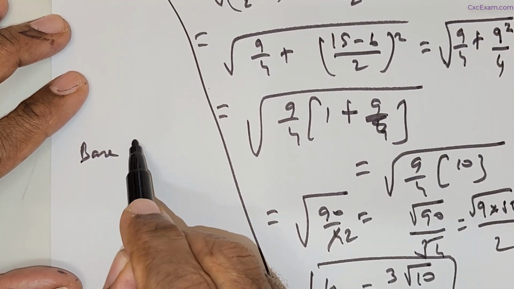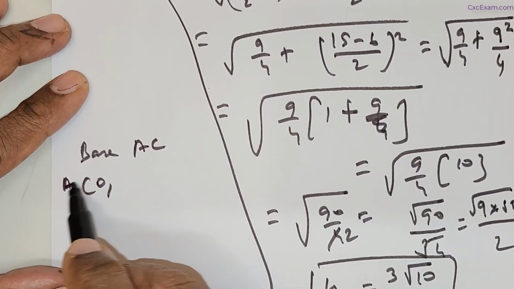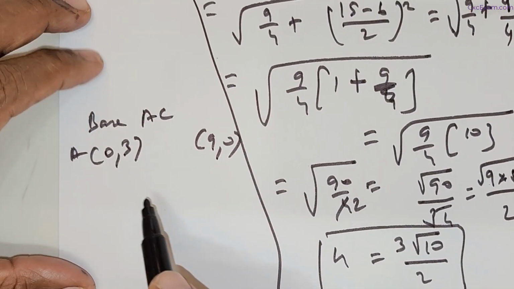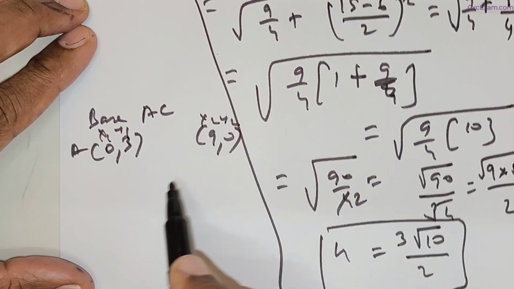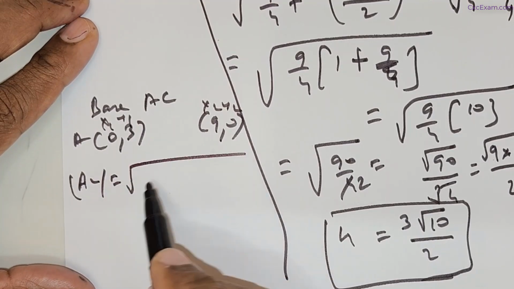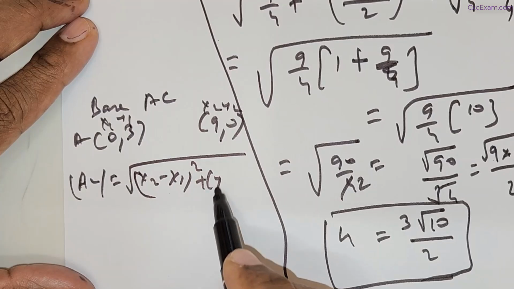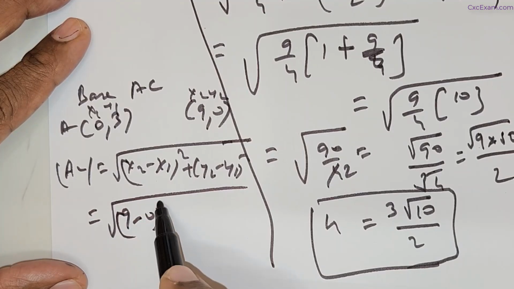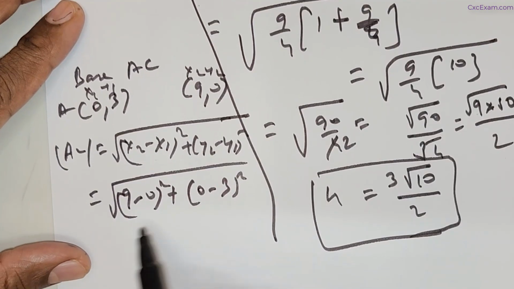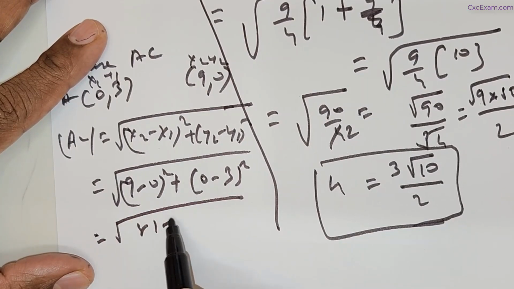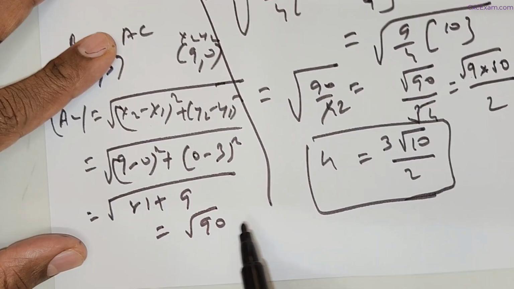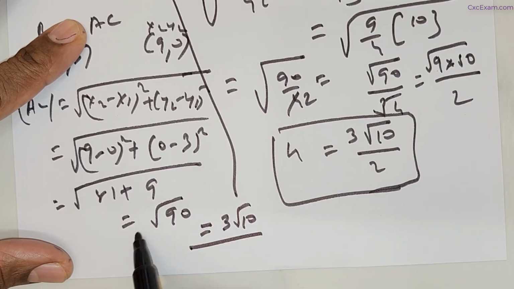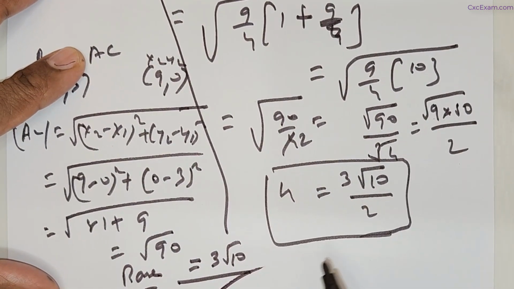The base is given by AC. So A is 0, 3 and my C is 9, 0. So x1, y1, x2, y2. So AC is going to be root of x2 negative x1 squared, y2 negative y1 squared. So root of 9 negative 0 squared and 0 negative 3 squared. It's going to be root of 9 squared is 81, 3 squared is 9. So you have root of 90. I can take 90 to be 3 times root 10. So this is my base. Okay, so I got the base, I got the height.